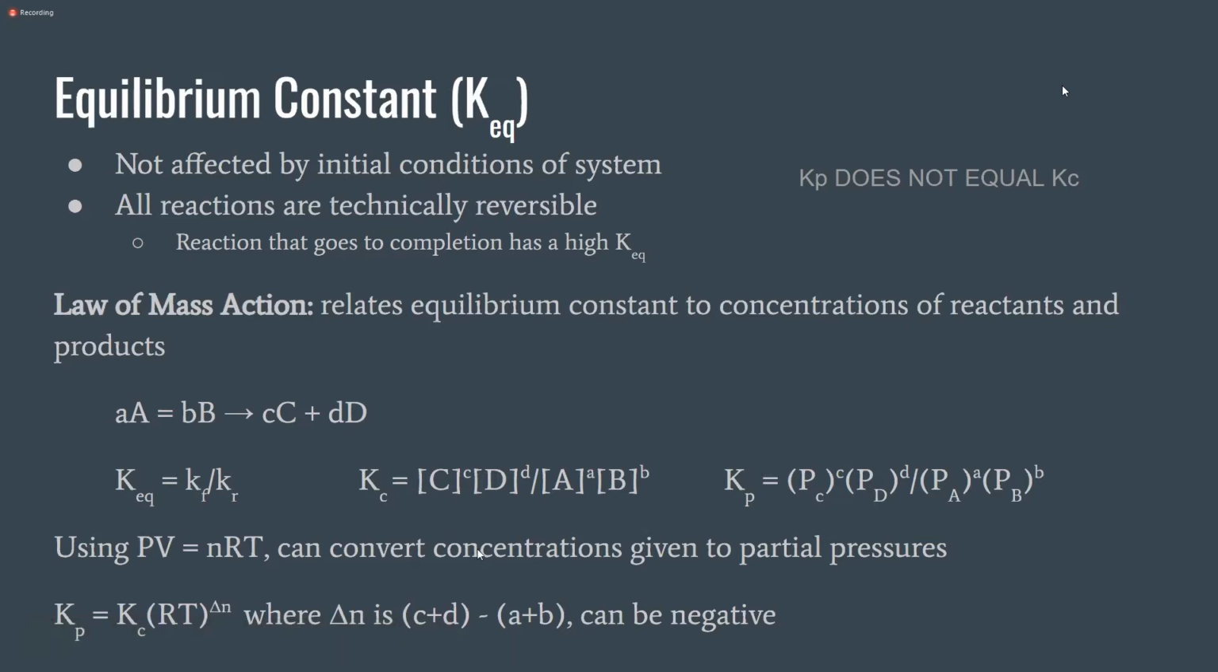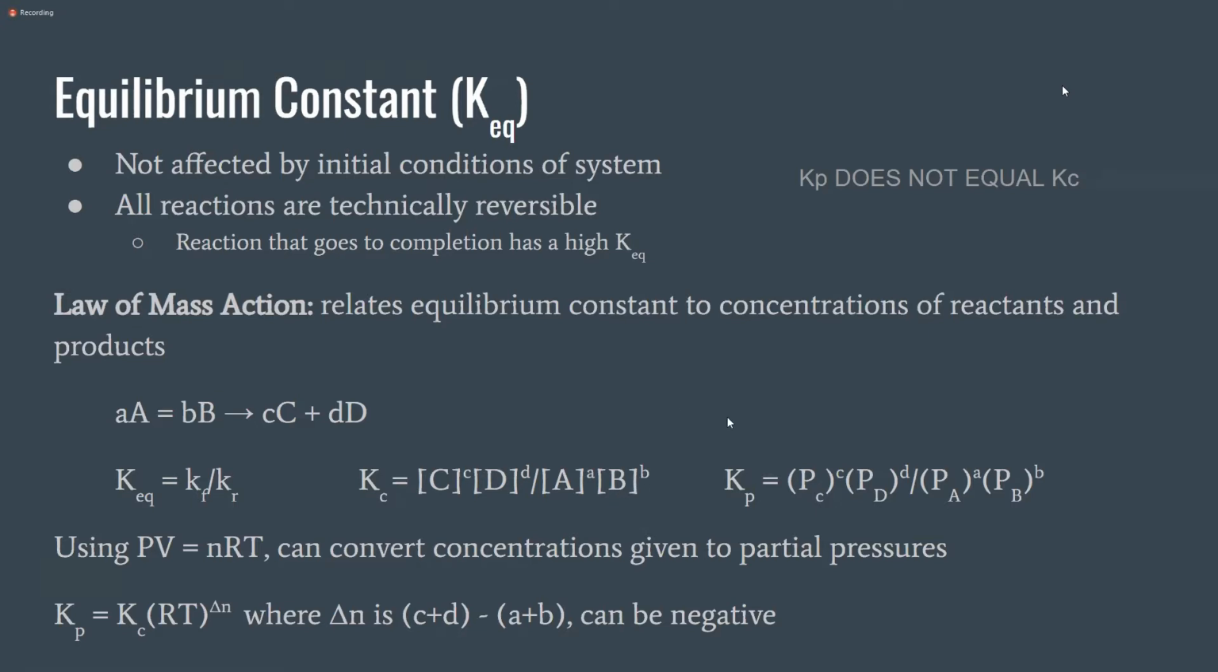Okay, Kp is equal to Kc times (RT) raised to Δn. And Δn is going to be the coefficients of products minus the coefficients of reactants. And this can be a negative number. Don't let it confuse you because it's just coefficients.